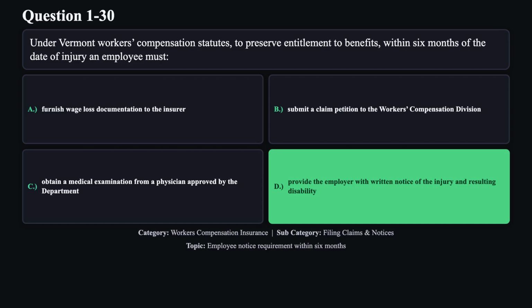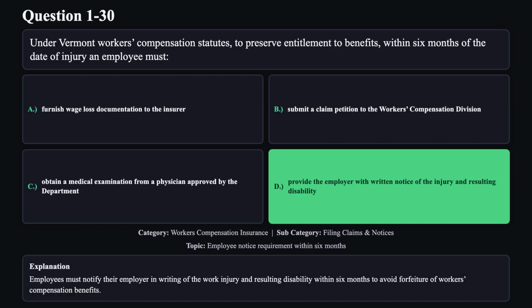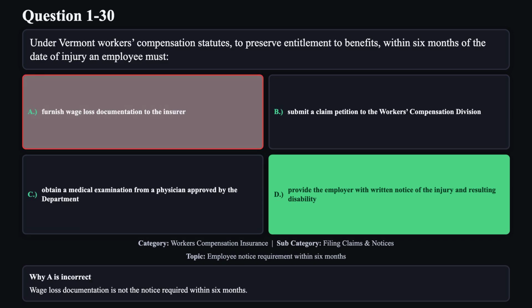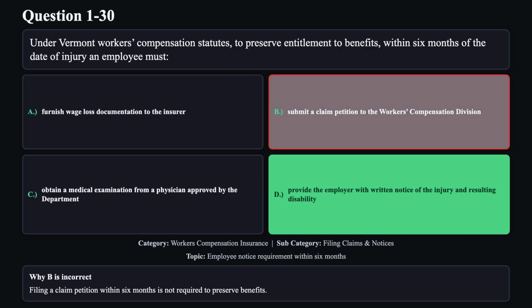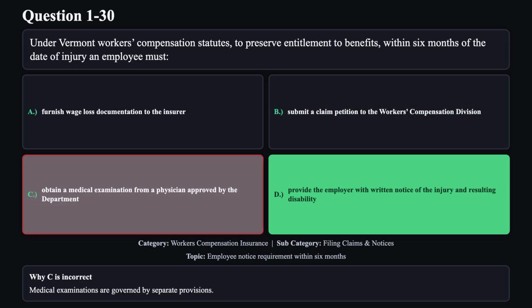The correct answer is D. Employees must notify their employer in writing of the work injury and resulting disability within 6 months to avoid forfeiture of workers' compensation benefits. Reason A is not correct. Wage loss documentation is not the notice required within 6 months. Reason B is not correct. Filing a claim petition within 6 months is not required to preserve benefits. Reason C is not correct. Medical examinations are governed by separate provisions.